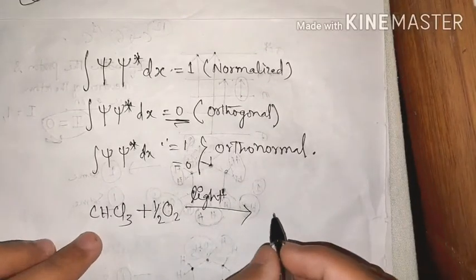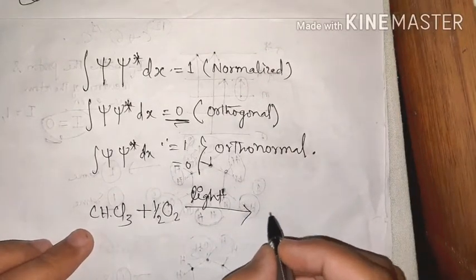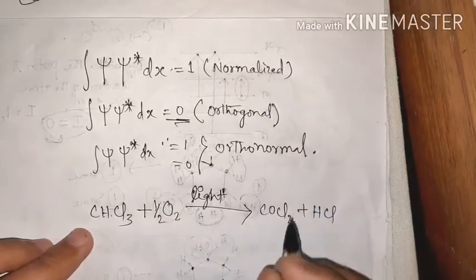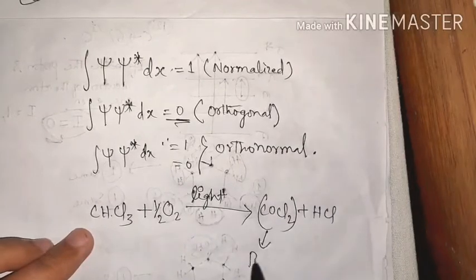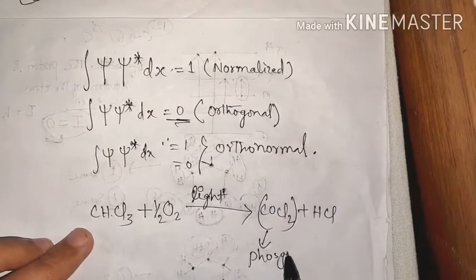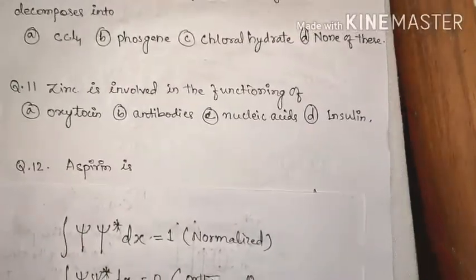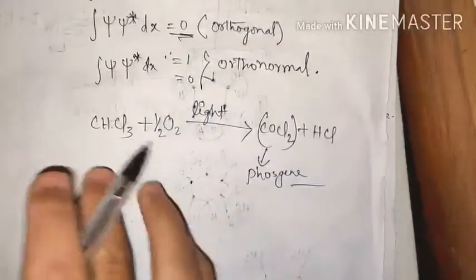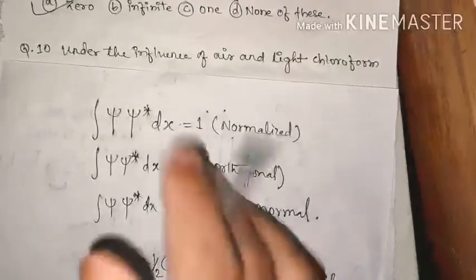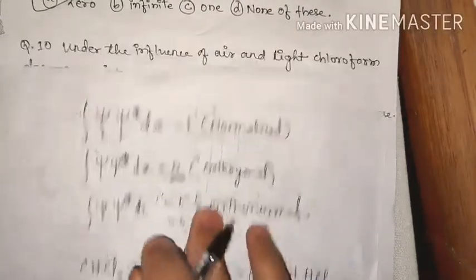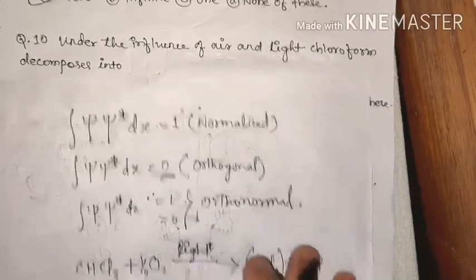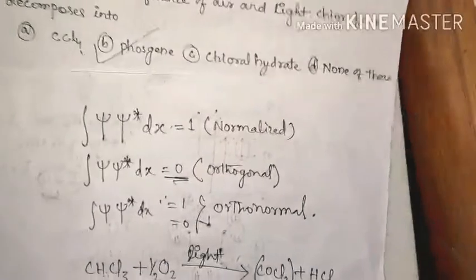So what we are going to get is HCl, and this is what we call phosgene, which is a poisonous gas. The answer will be phosgene. This will be the reaction in the presence of air and then light. The chloroform will react to give phosgene, and it will release hydrochloric acid. So that is the question number 10.